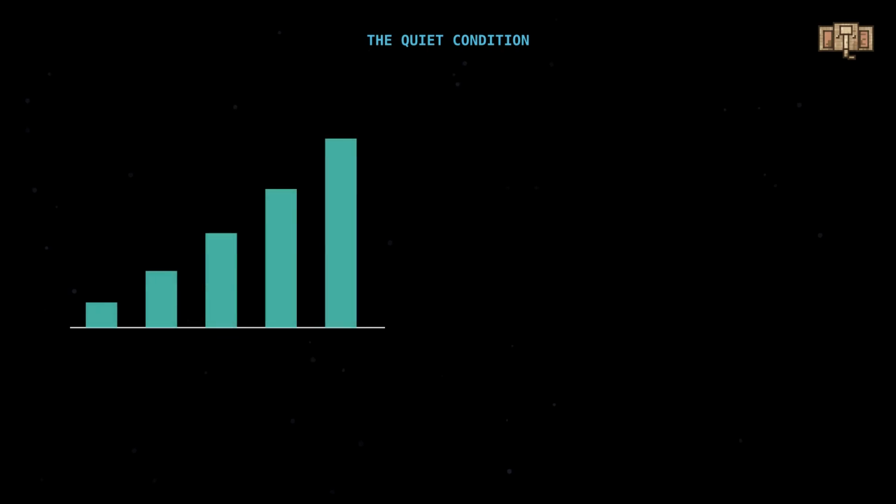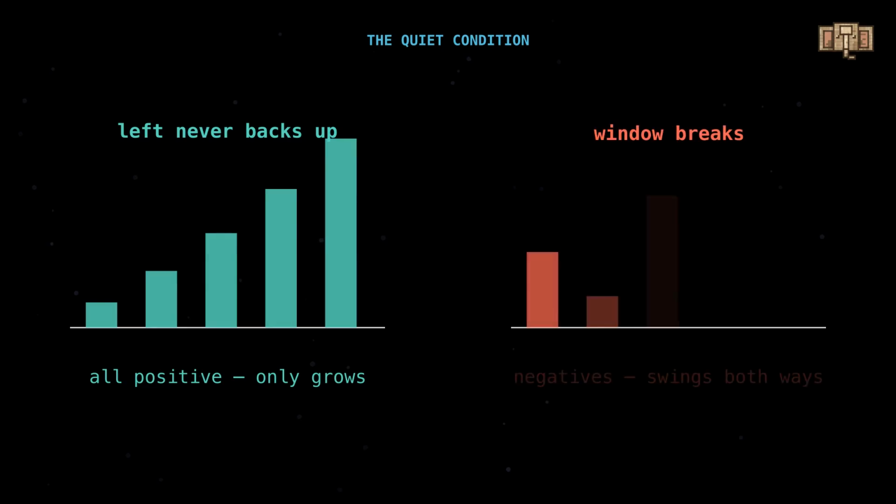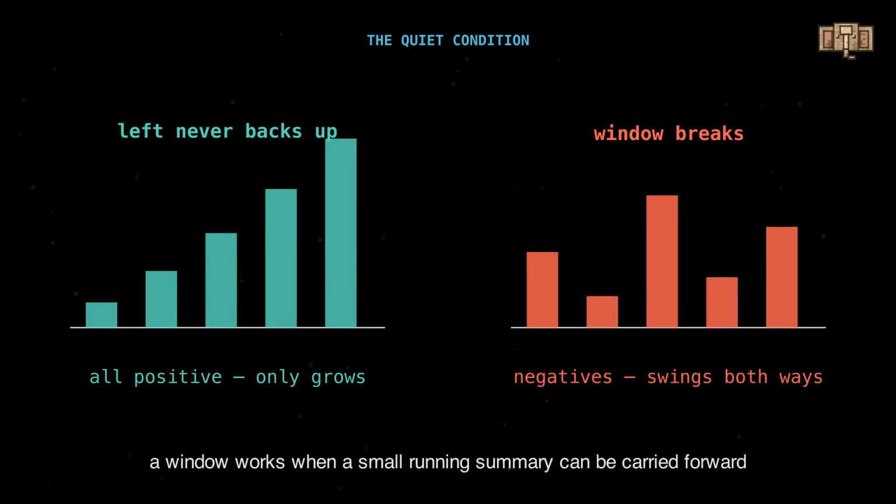When the window grows, does the quantity you track move in one direction, a sum that only climbs with all positive numbers? Then the left never has to back up. But let negatives in and the sum swings both ways and the simple window breaks.